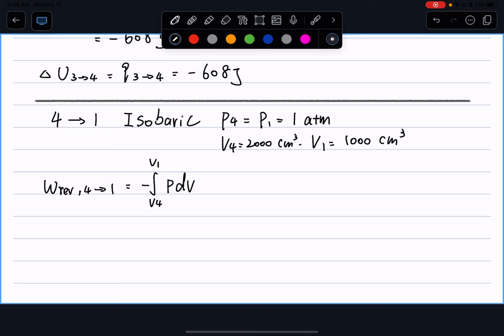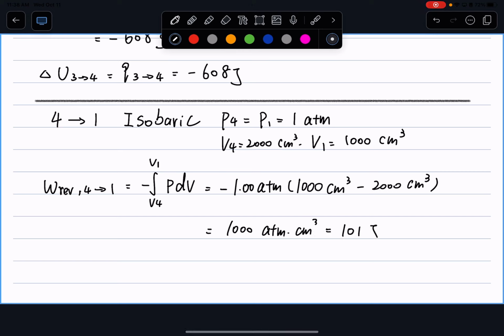Negative PdV gives you negative 1.00 atm times final minus initial, which is 1,000 minus 2,000. And that gives you eventually 1,000 atm cm cubed, or 101 joule.